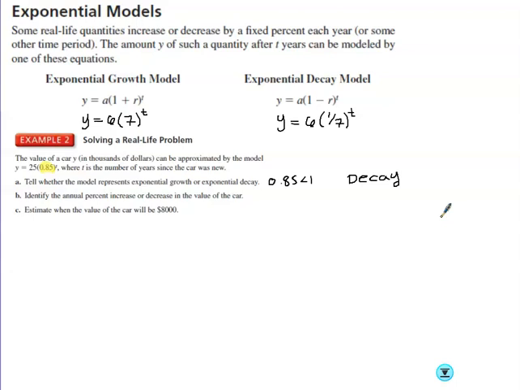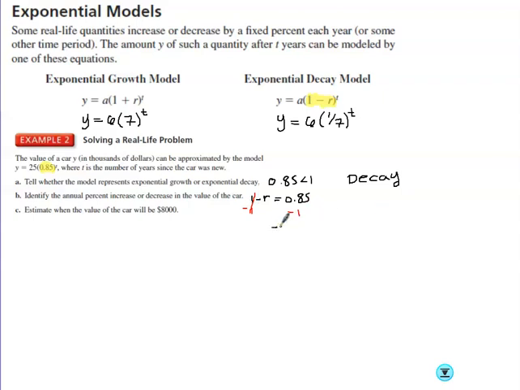Identify the annual percent increase or decrease in value of the car. Well, if we were multiplying by 1, the value would stay the same, but we're not. We're multiplying by 0.85. What we are going to do is take that 0.85 and compare it to the base of our model. And what we're looking for is the value of r. So 1 minus r is the base in our formula, and the base in our question is 0.85. So we're going to write this equation and solve it to find r.